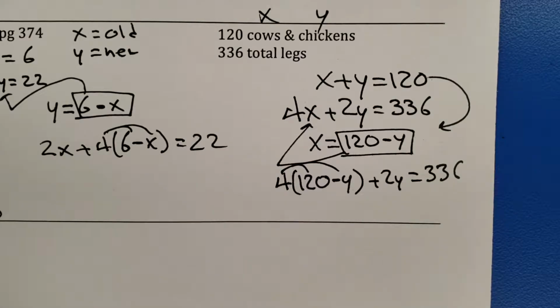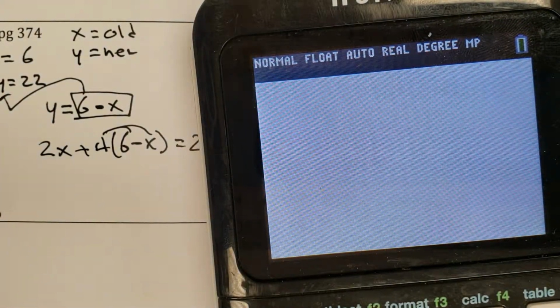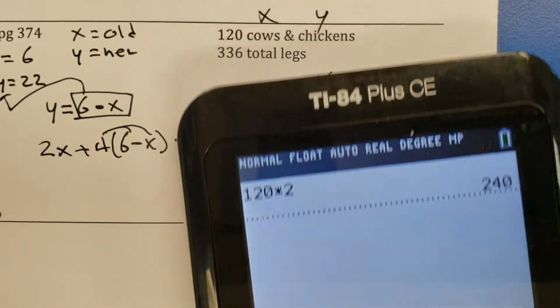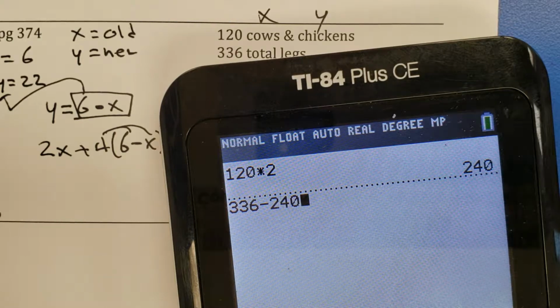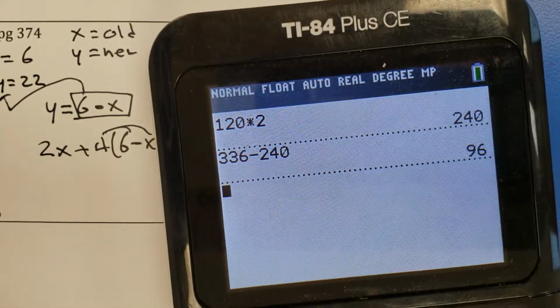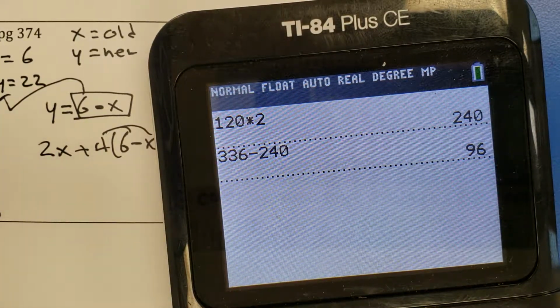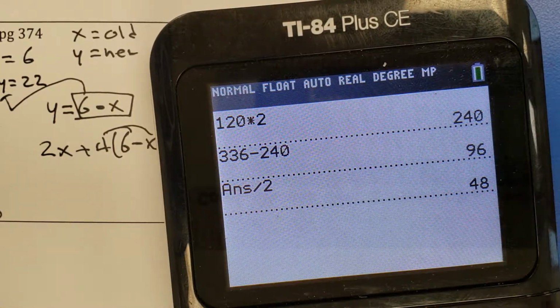But again, the shortcut, like I said, one of my classmates, they just pretended everything was chickens. So here's the fast way, friends. There's 120 animals, right? Let's pretend they're all chickens. That's 240 legs. How many legs do we need to go? 336 minus 240. We need 96 more legs. How do you make a chicken become a cow? You need 2 more legs. Divide by 2. I have the feeling there's going to be 48 cows.